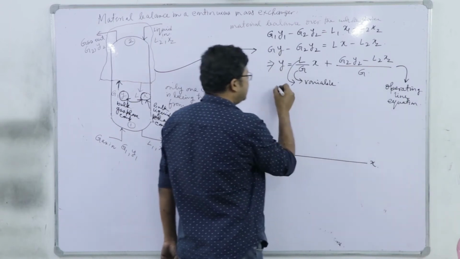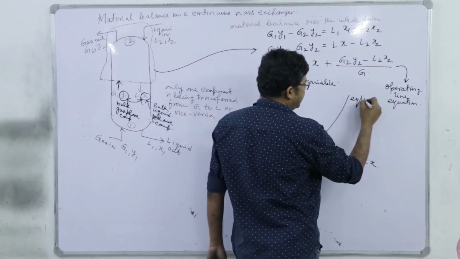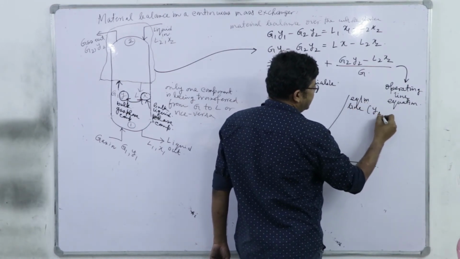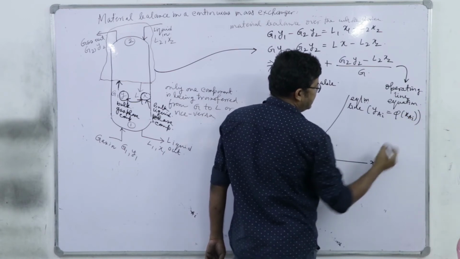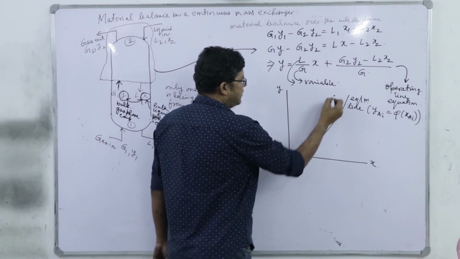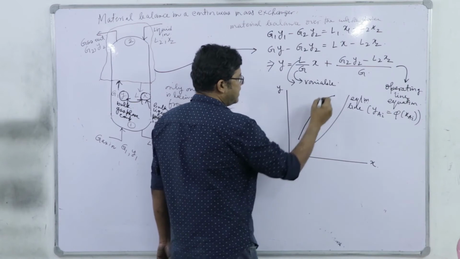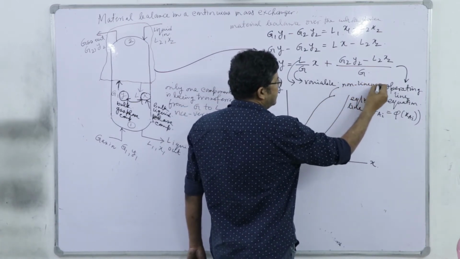So X and Y. And let's say this is the equilibrium line, YAI equal to some function of XAI. There is a nonlinear equilibrium relation. And here if I trace the operating line, I will get something like this, right? So it is a nonlinear operating line.